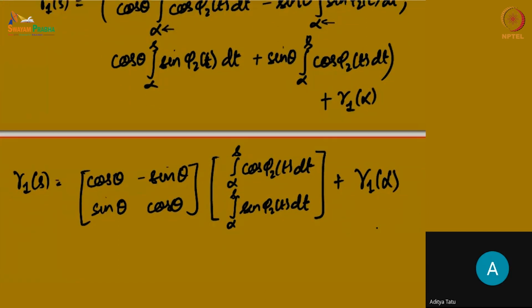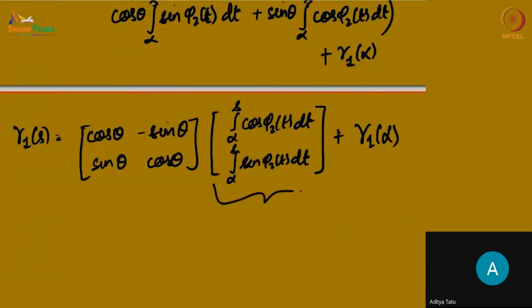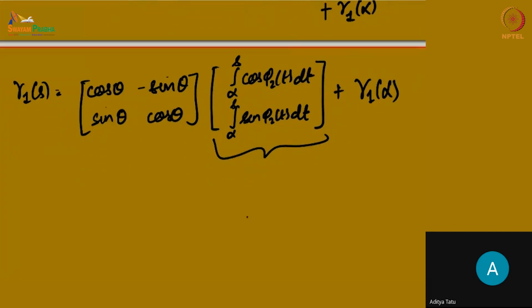What is this? I mean, this phi 2 is the turning angle, right? The turning angle of the second curve. When you integrate it out, you get its x and y coordinate. So this is nothing but gamma 2 of s. What is this? Matrix.